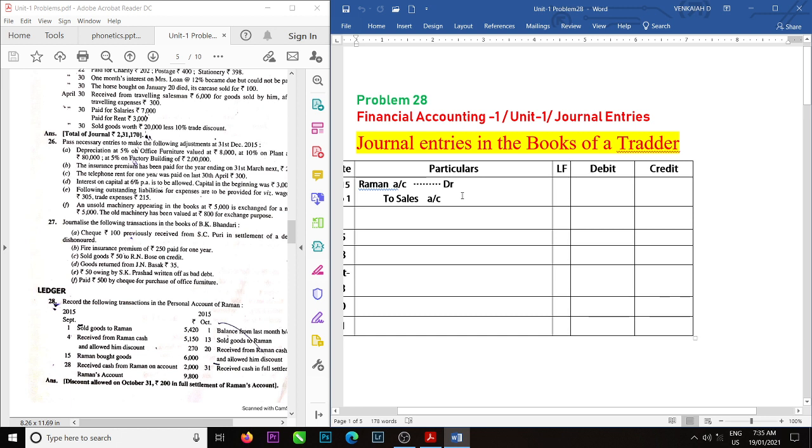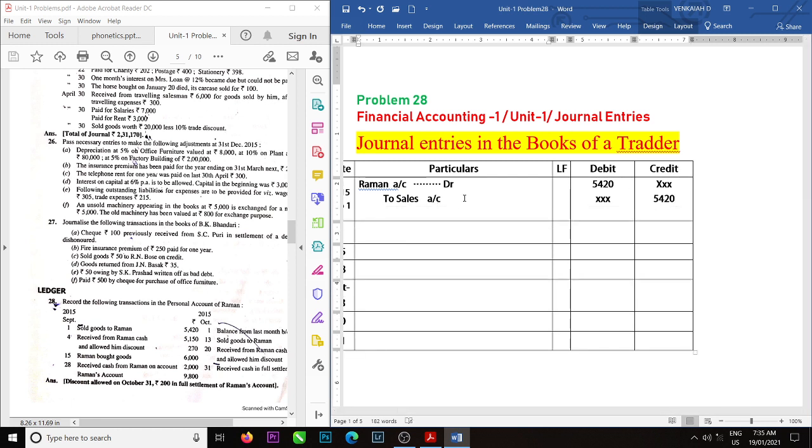Sold goods to Raman. Goods are going out, so credited. Raman is the receiver. The amount is 5420. The narration will be goods sold to Raman. On credit also we can write.